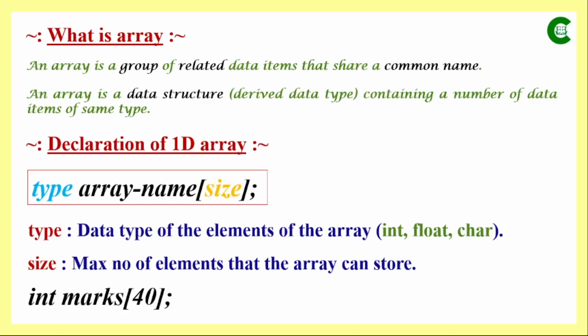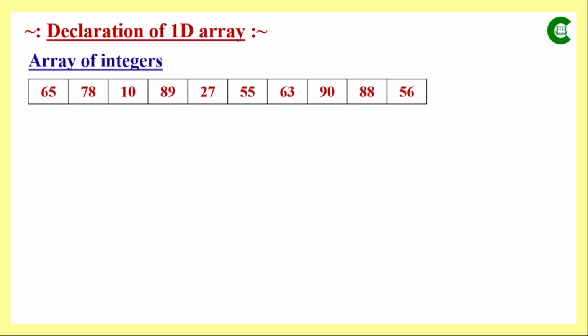Now this is an example where we have taken the array name or variable name as marks. The size of that array, or the maximum number of elements that the array can store here, is 40, and each element in that array has data type int. This is an example of an array of integers where we have size 10 and all the elements are integers. So this will be the declaration: int, then suppose the array name or variable name is marks, and then the size of that array.